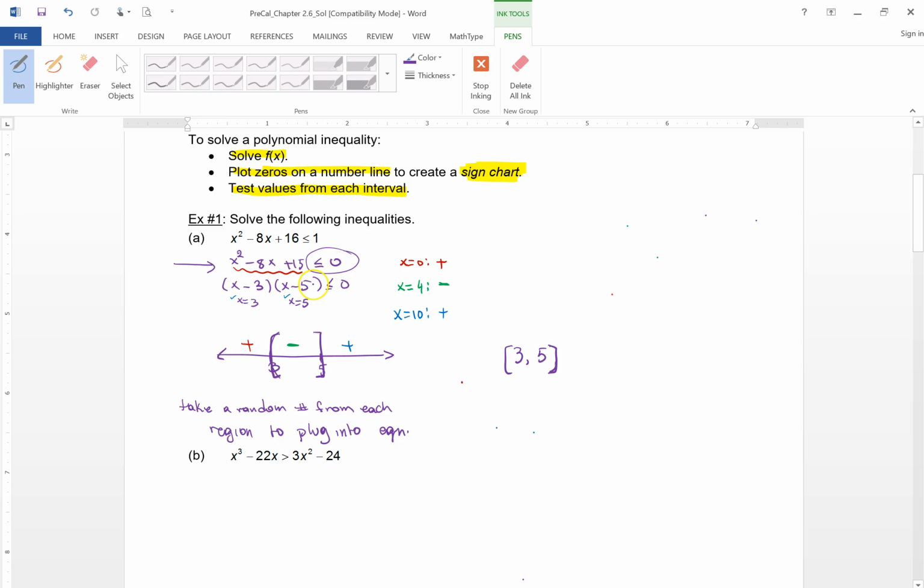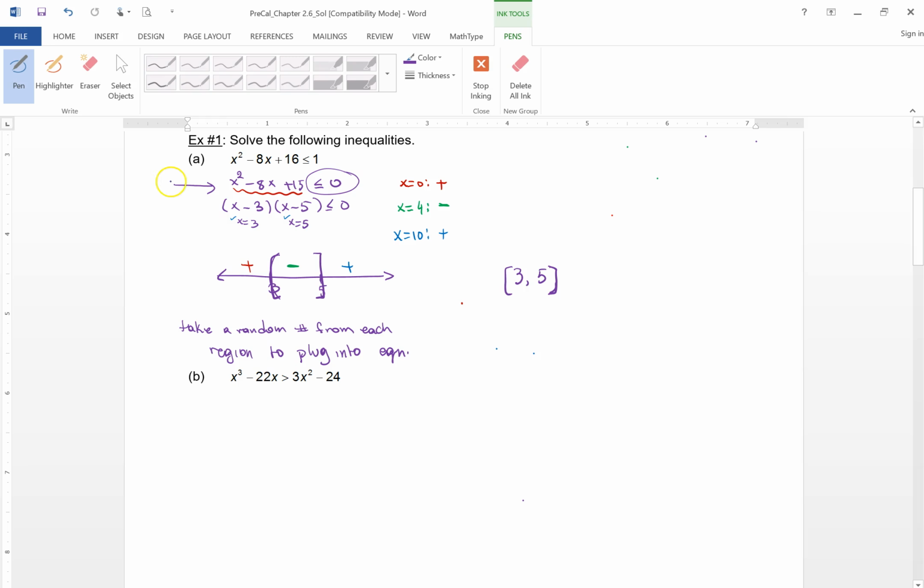If this is less than 0, it's where it's negative. If it was greater than, it would be where it's positive. All right, so let's do another one here.